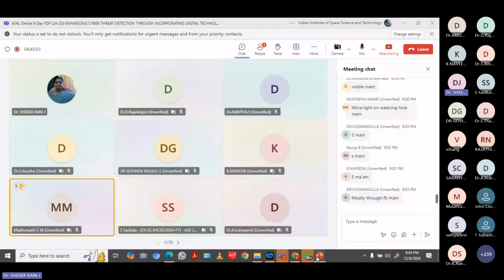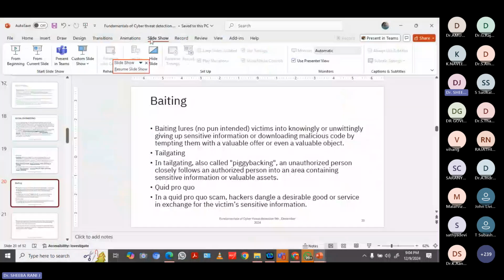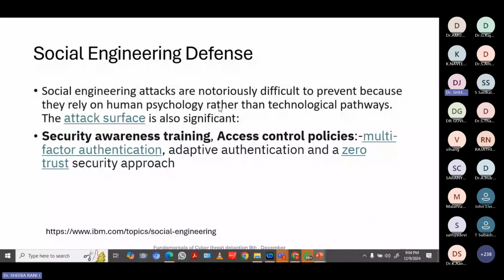This context I'm telling with respect to social engineering. It says social engineering attacks are notoriously difficult to prevent because they rely on human psychology rather than technological pathways. That attack surface is also significant. Security awareness training, access control policies, authentication, and a zero trust security approach are also used for social engineering defense, which we'll see.